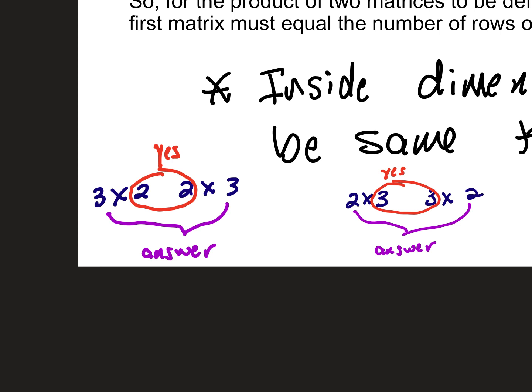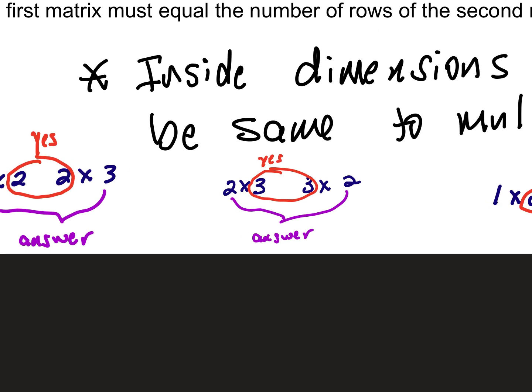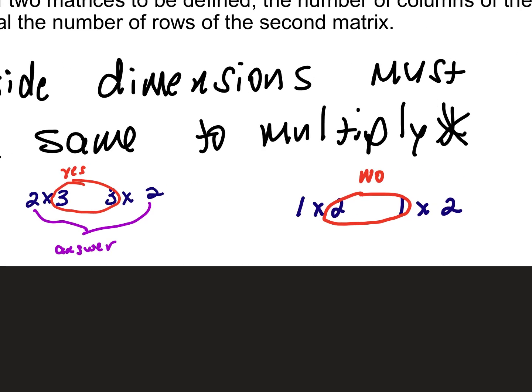And I'll go over this. If you look here, the second one, a 2 by 3 and a 3 by 2, you could not add those together because the dimensions are not the same. But you can multiply because the inside numbers are the same. If you look at the last example I wrote down, a 1 by 2 and a 1 by 2, do you see how the two middle numbers are not the same? Then you cannot multiply them.